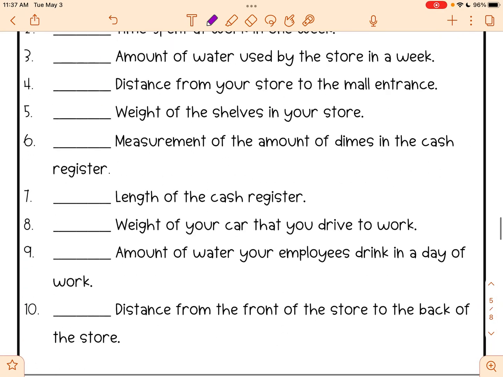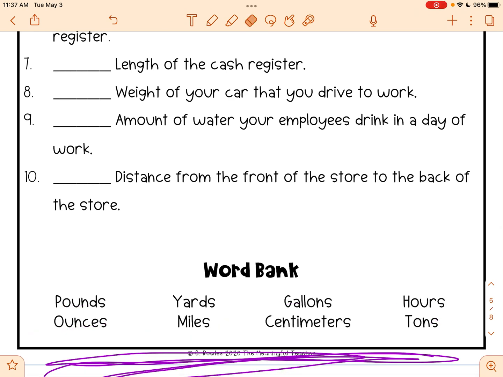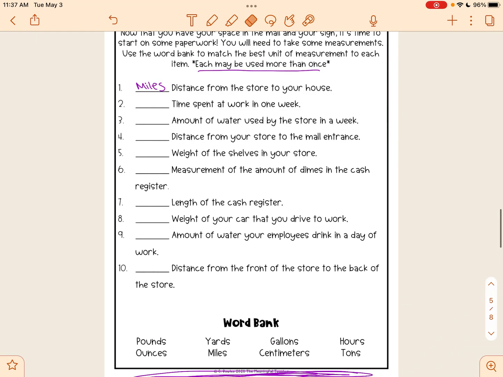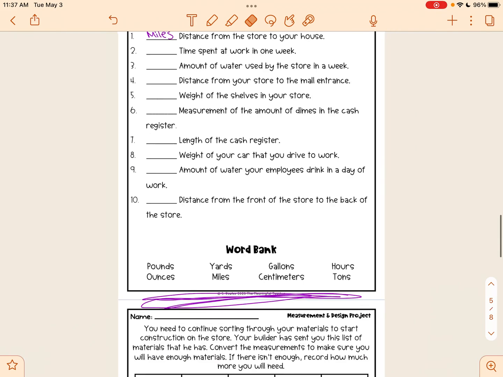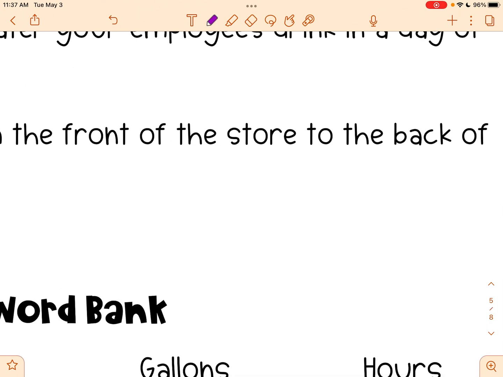Okay, and remember we can use them more than one time, so I'm going to erase all those lines I did because we could use miles again. Okay, then you're going to do the rest, 2 through 10. Once you are finished, I want you to turn in what you have. If you get done with this page, this is what you're working on the rest of the hour.